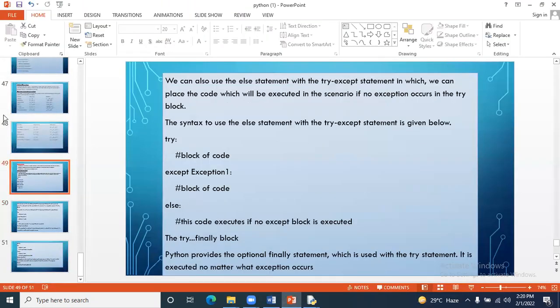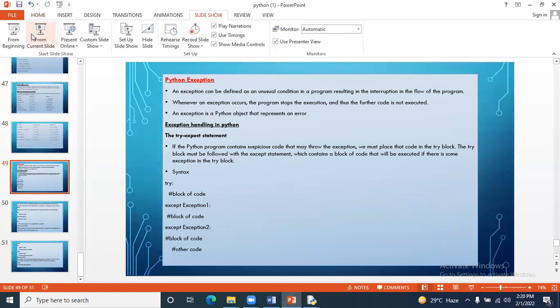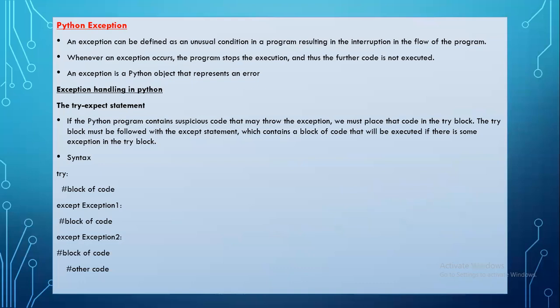It is about exceptions. So what is an exception? If an exception occurs in your program, what do we have to do, and how do we resolve the problem? That is what we are going to see here. An exception can be defined as an unusual condition in a program resulting in the interruption of the flow of the program. That means while executing your program at runtime, if your program stops unexpectedly, that situation is called what?